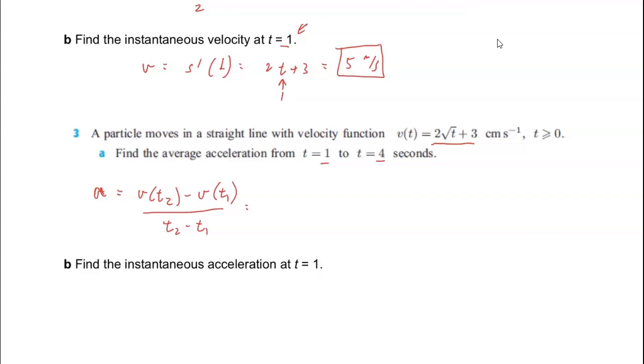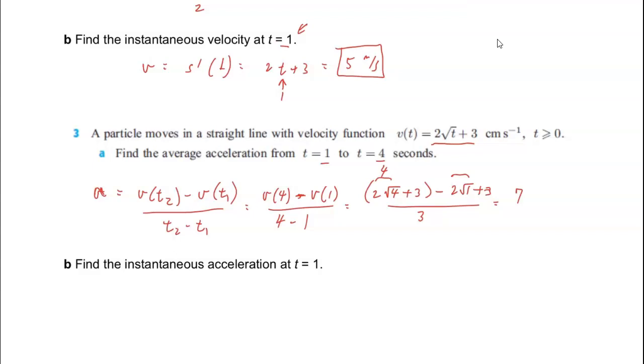And the velocity at t2 is the velocity at 4 minus the velocity at t1 would be the velocity at 1. And then that would be 4 minus 1. V of 4 is the same thing as 2 square root of 4 plus 3. And then V of 1 would be 2 square root of 1 plus 3. And the denominator is 4 minus 1, which is 3. So this would be 2 times 2, which is 4, because square root of 4 is 2, right? So 2 times 2 is 4, plus 3 is 7. 2 times square root of 1 is just 2.